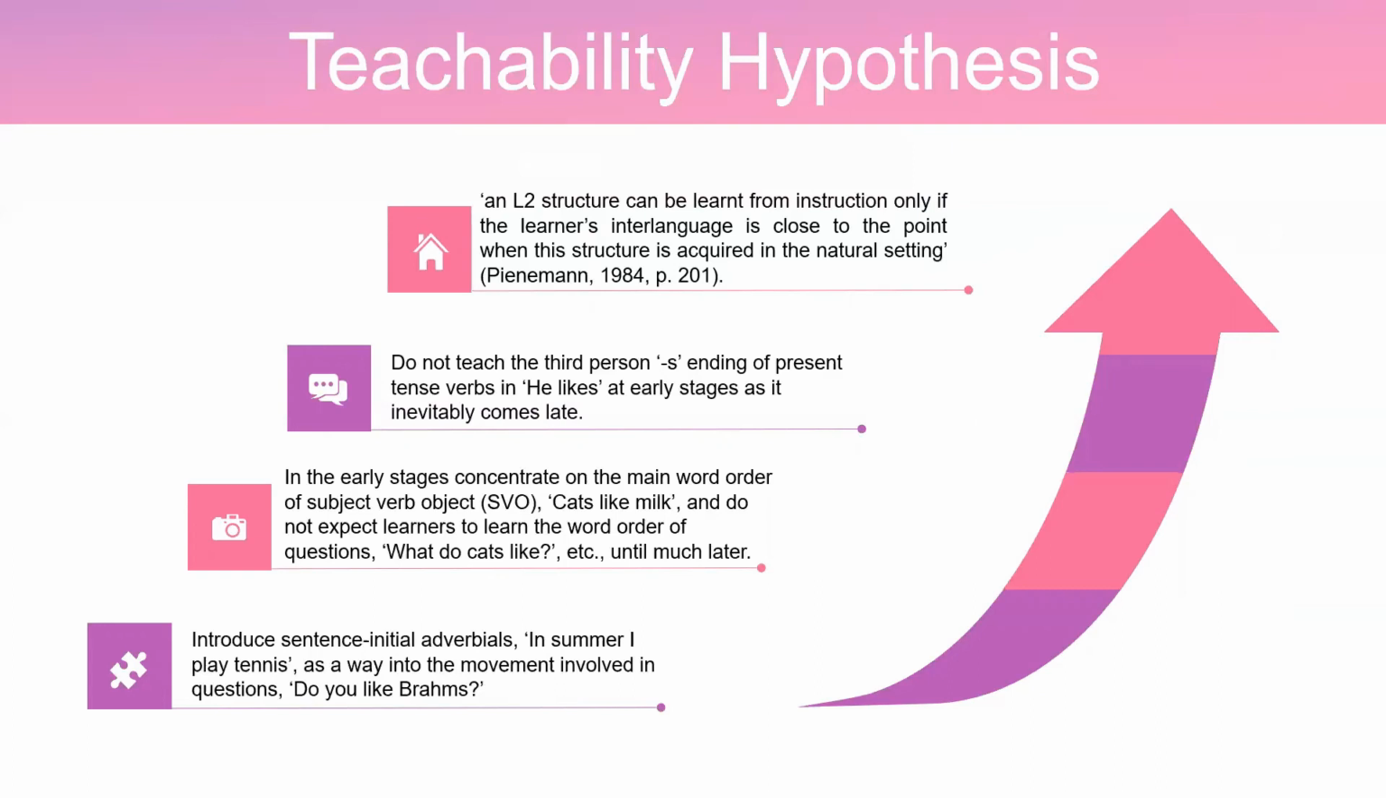To take some examples from the above sequence, do not teach the third person s ending of present tense verbs in he likes at early stages as it inevitably comes late. In the early stages, concentrate on the main word order of subject verb object: cats like milk, and do not expect learners to learn the word order of questions, what do cats like? etc., until much later.